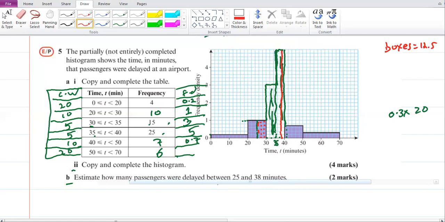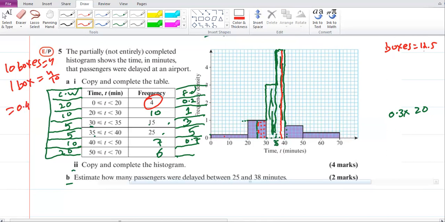Now we have to check what each box actually is. For that we can take this one as a standard, as it is given from 0 to 20. Yes, the frequency is 4. So how many boxes are making 4? 1, 2, 3, 4, 5, 6, 7, 8, 9, 10. 10 boxes are making 4, yes. 10 boxes equal 4. So what will be one box? 4 over 10. Yes, one box is representing 0.4.